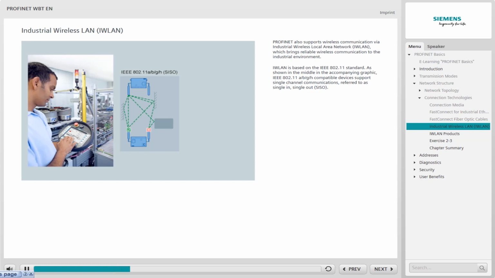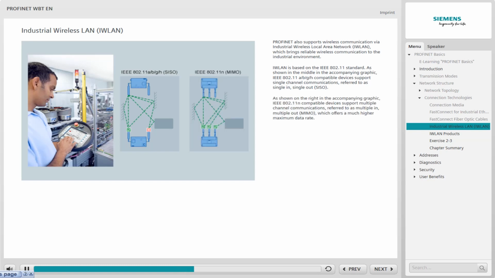As shown in the middle in the accompanying graphic, IEEE 802.11a, b, g, h compatible devices support single-channel communications referred to as single-in, single-out (SISO). As shown on the right in the accompanying graphic, IEEE 802.11n compatible devices support multiple-channel communications referred to as multiple-in, multiple-out (MIMO), which offers a much higher maximum data rate.